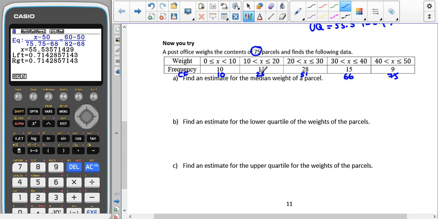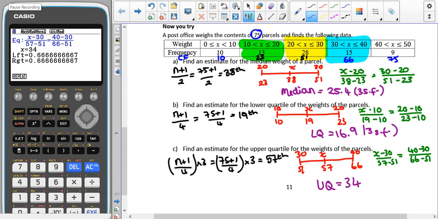So I would now like you to pause the video and have a try at finding the estimate for the median, the lower quartile and the upper quartile for the weights of these parcels. Okay, so hopefully you paused the video and you gave the Now You Try a go.